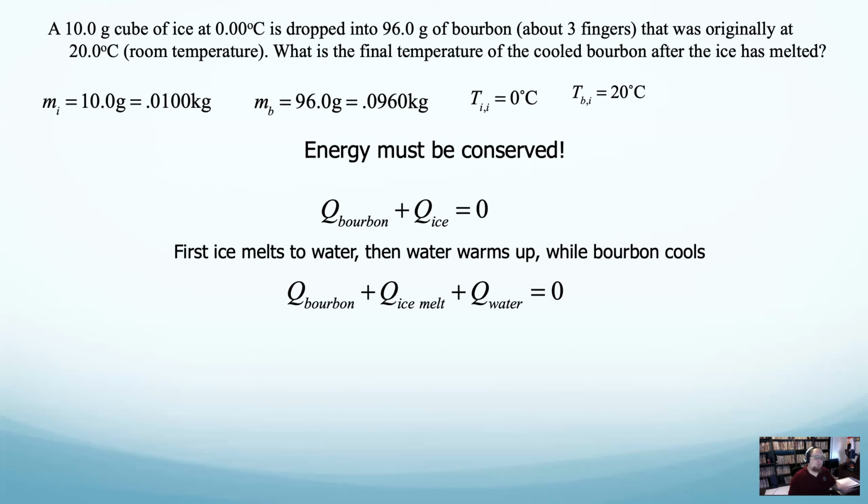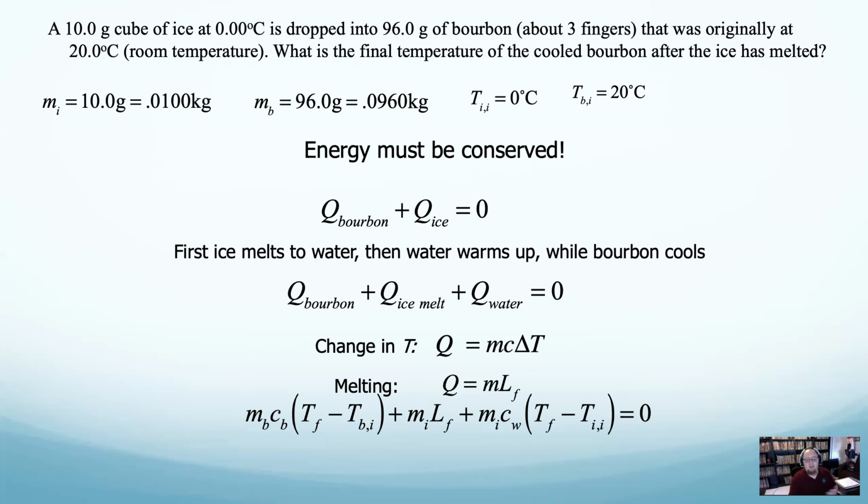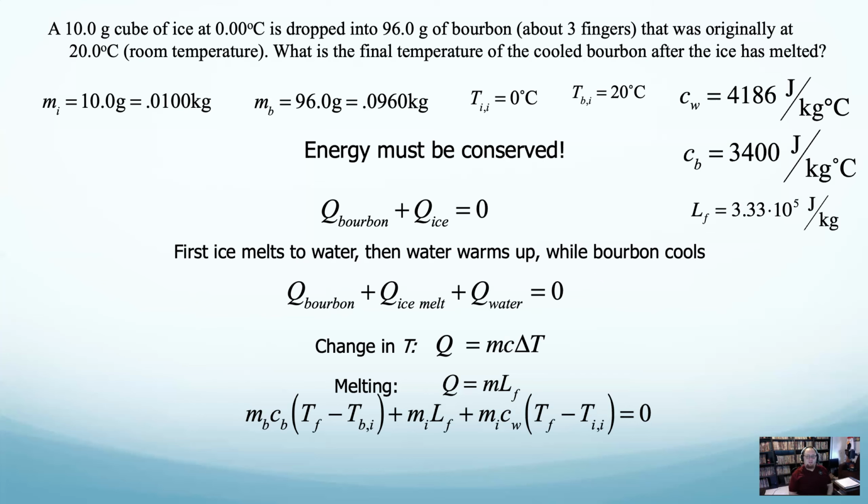Now, for the bourbon and the water, that's a change in temperature, MC delta T. For the ice melting, that's a change in phase. So what I'll say is the total will have MC delta T of the bourbon plus ML for the ice plus MC delta T for the water. And for the record, I would give you the C and L values. I just didn't write them in this text. They'll come up as we need them. So, any questions as of now? Oh, here they are. There's the C and L values.